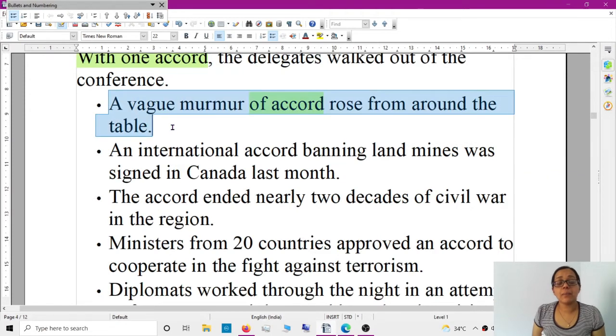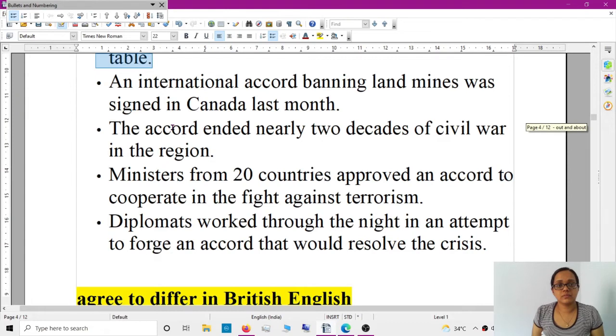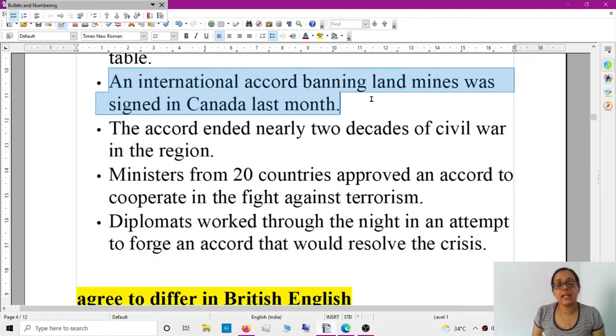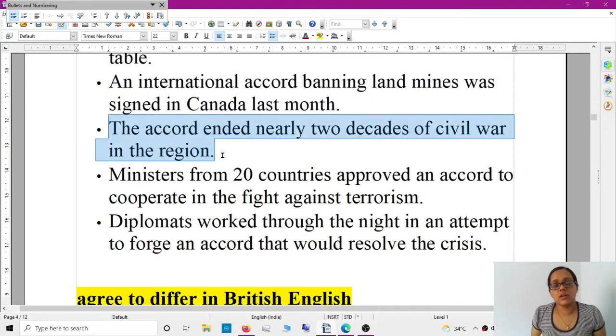A vague murmur of accord rose from around the table. So an international accord banning landmines was signed in Canada last month. An international agreement together. The accord ended nearly 2 decades of civil war in the region.